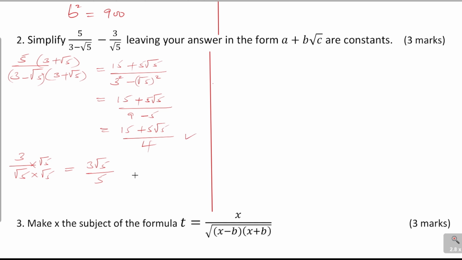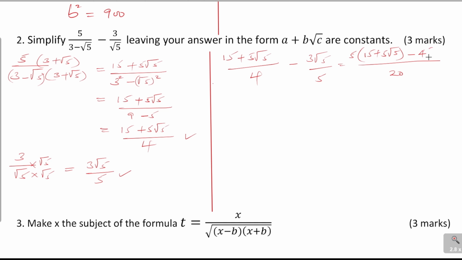Now having these two, you can take them and subtract. So you have 15 plus 5 root of 5 divided by 4. Then we subtract 3 root 5 divided by 5. So get the LCM. The least common multiple of 4 and 5 is 20. 20 divided by 4, that is 5. So we have 5 multiplied by 15 plus 5 root of 5, and then subtract 20 divided by 5, you get 4.